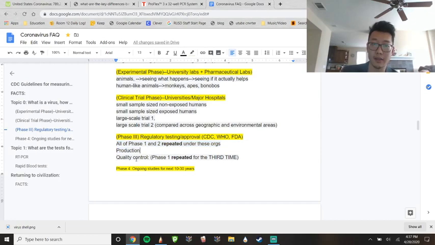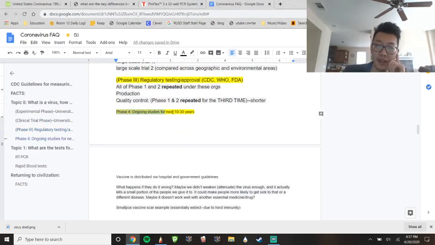drugs and vaccines? But then they're not done. They have to repeat phase one all over again, phase 1 and 2. Oops, 1 and 2 repeated for the third time for quality control. Because what if these companies that are actually producing it didn't actually meet the criteria to make it safely? They have to test all of these for the third time. But arguably, this is shorter than the first two.